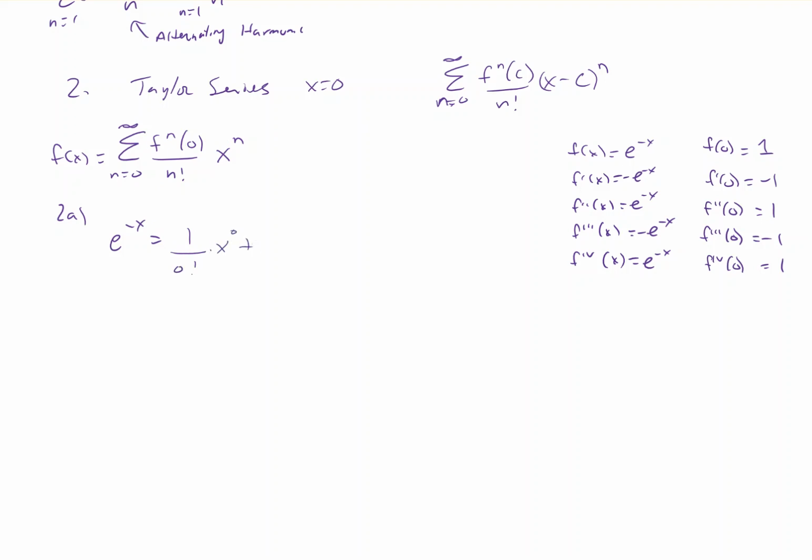Good. Okay, so now we have to do f prime, the first derivative, f prime of 0. I think of this as a negative 1 here, which goes right here over 1 factorial times x to the first. The next term, there's a 2 factorial here, there's an x squared there, and we're going to do the f double prime of 0. F double prime of 0 is this one.